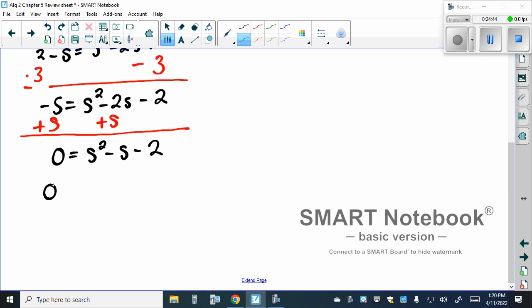If we factor this, in our two sets of parentheses, since the 2 is negative, our signs are going to be opposite. The factors of s squared are s and s. And the factors of 2 that we want are 1 and 2. That's the only factors. And we would need the 2 to be negative. If we check this, s times negative 2 would be negative 2s. 1 times s would be plus s, which gives us a negative s, which is the middle term that we wanted.